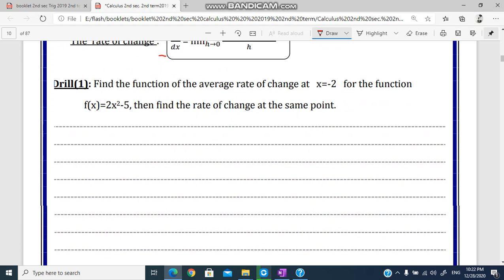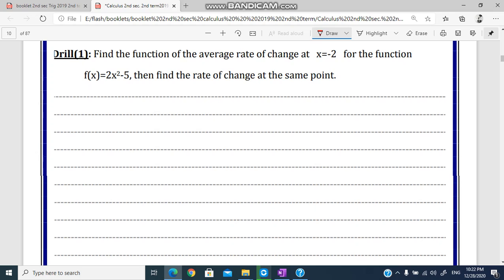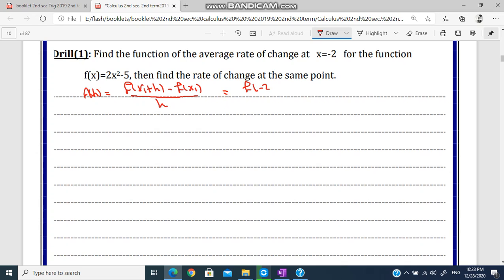Let's remember that. Find the average rate of change at x equal -2 for the function f of x equals 2x power 2 minus 5. Then find the rate of change at the same point. The average rate of change AH equals f of x1 plus h minus f of x1 all over h. With x1 equal -2, it will be f of -2 plus h minus f of -2 all over h.